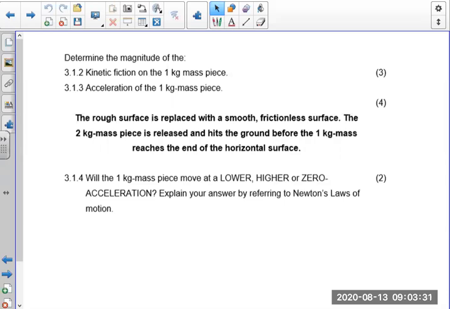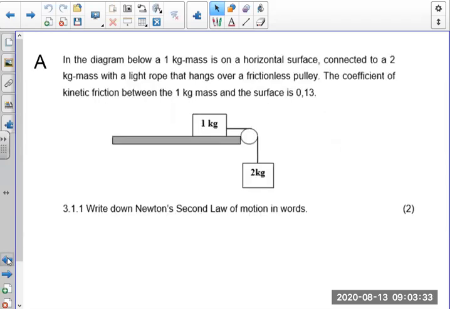Now, the 1 kilogram block, let's just go back to the picture, is the one that's on the table. And that's the one that does not have any resistance anymore. In comparison to where it moved previously, it's definitely now going to move faster. It's going to have a greater acceleration. And the reason is that now there's no resistance, there's no friction force.